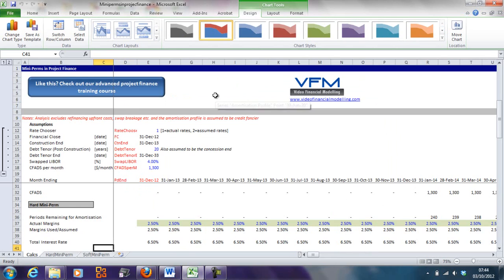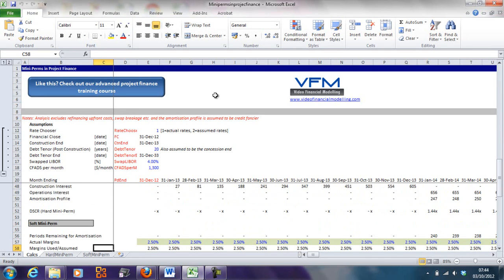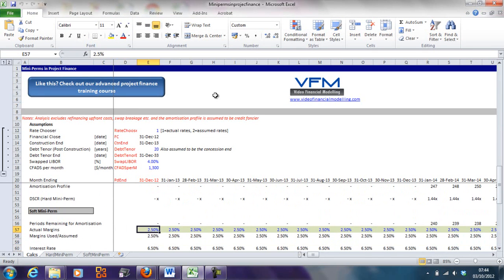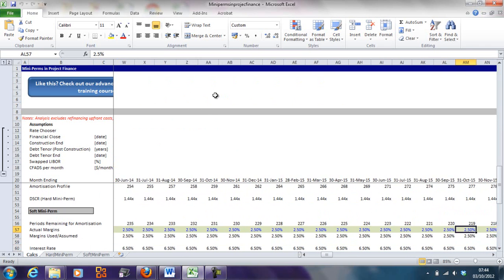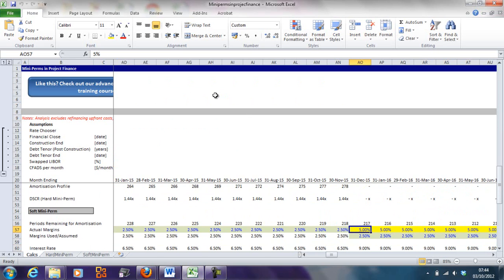Now let's look at the soft mini-perm. So down here we've got the soft mini-perm. Now the actual margins used are 2.5% for 5 years, and then it ratchets up to 5%. So it heavily incentivizes the borrower to refinance after that initial 5 year period. Otherwise, there's a lot less cash flow going to equity. Okay, and presumably the borrower would be able to refinance it at a rate lower than that rate.